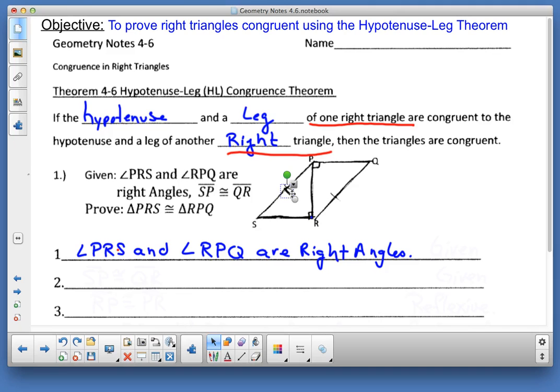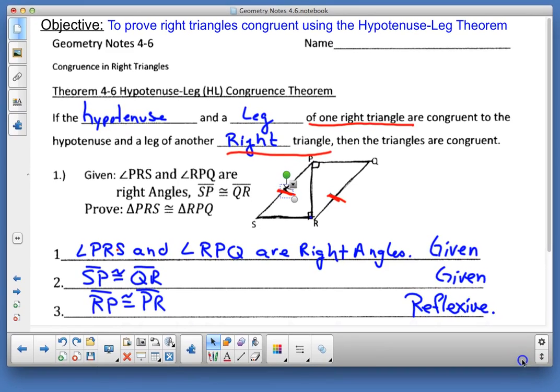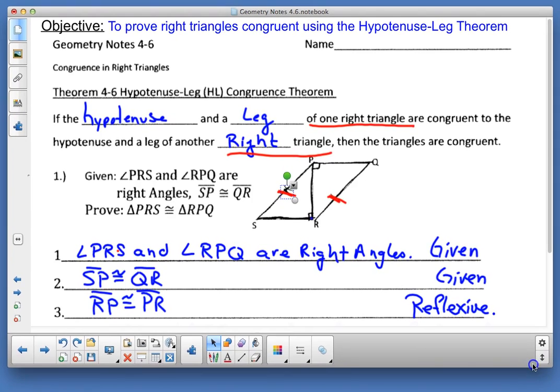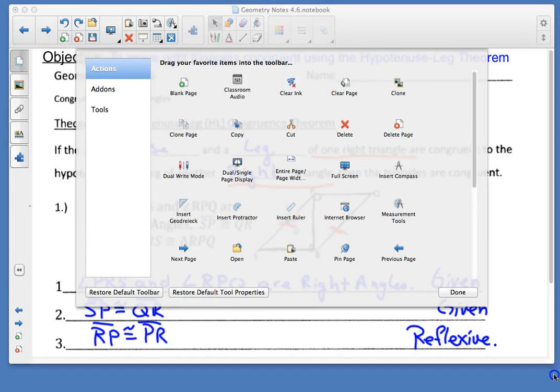So now, with the information that's provided, I have this side, maybe I have that side. Let's go back to here and see. There we go. I have that side and that side. And then I have PR and RP because of the reflexive property. But let me finish out the given as I'm getting that going.